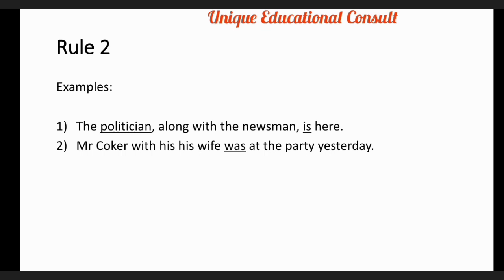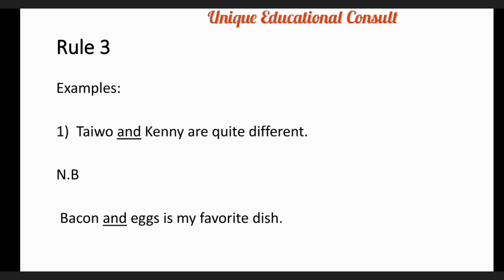Good. Now let's go to rule number 3. Rule number 3 states that 2 subjects joined by and are plural. Let's see an instance of this. Taiwo and Kenny are quite different. Because of the and we have there, then we use the plural verb are.